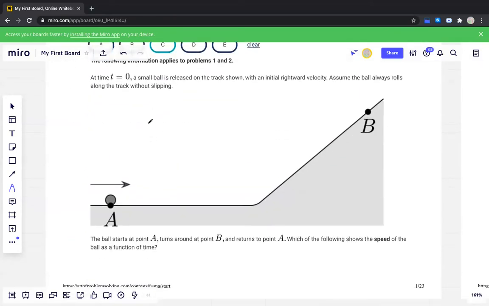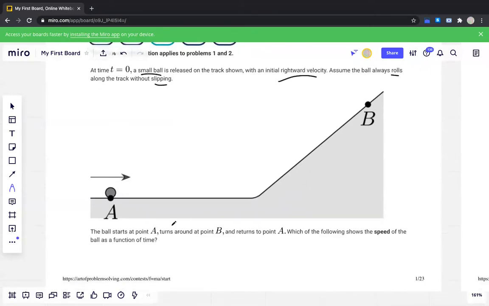Okay, so problem 1. We have a small ball that's released on a track with a rightwards velocity, and then the ball rolls without slipping. What that means is that there's no friction acting on the ball to slow it down. So the only force acting on the ball is gravity. The ball starts at point A, turns around at point B, so it goes up the ramp and then goes back down and goes back to point A. And we want to find the graph that shows the speed of the ball as a function of time.